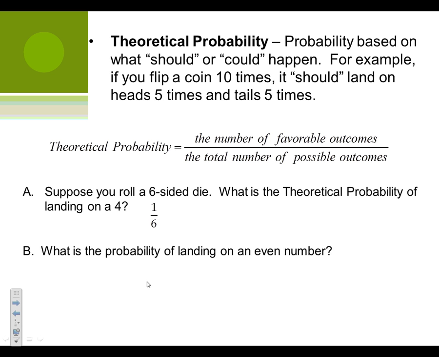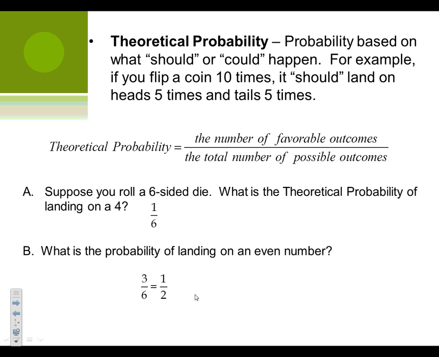What is the probability of landing on an even number? Hopefully you know an even number is anything that ends in 2, 4, 6, 8, or 0. On a six-sided die, there are 3 of those. So the number of favorable outcomes is 3. The total number is 6, and 3 out of 6 reduces to 1/2. So you would always reduce any probability that you have.